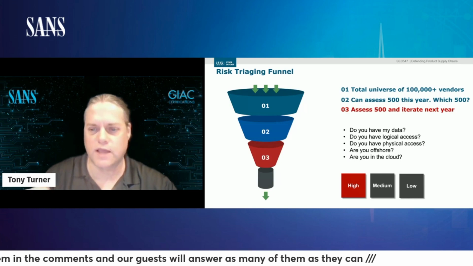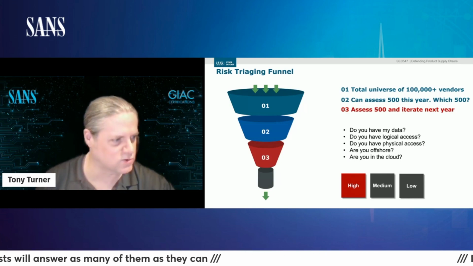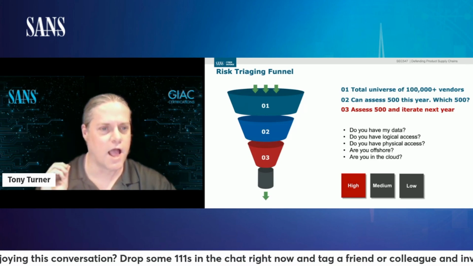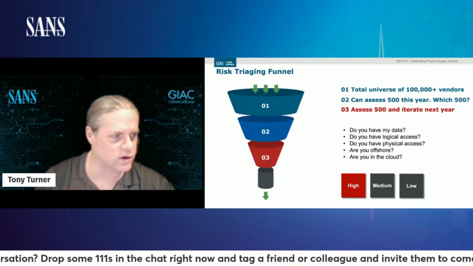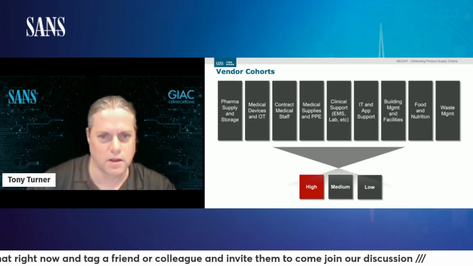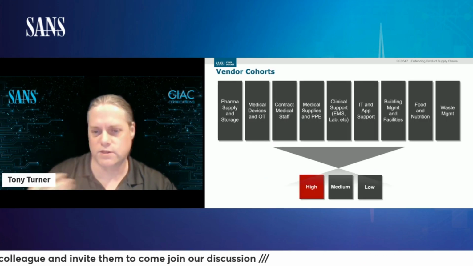What could they mean? I'm not evaluating controls here. Like, this has nothing to do with controls. This is just understanding, how bad could it be? What are the potential consequences of dealing with this vendor? Okay. Once we understand that, we look at our vendor cohorts within healthcare.